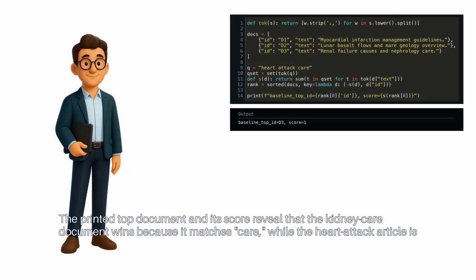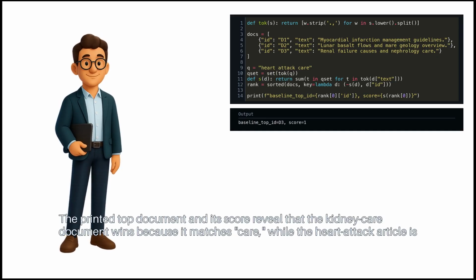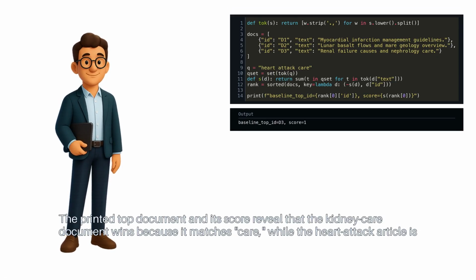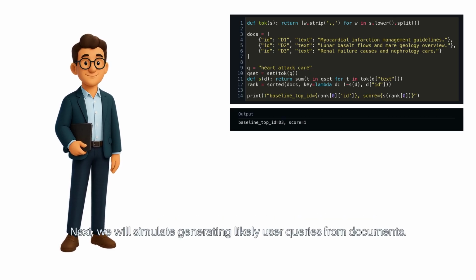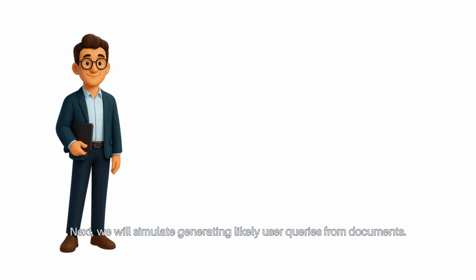The printed top document and its score reveal that the kidney care document wins because it matches care, while the heart attack article is missed entirely. Next, we will simulate generating likely user queries from documents.